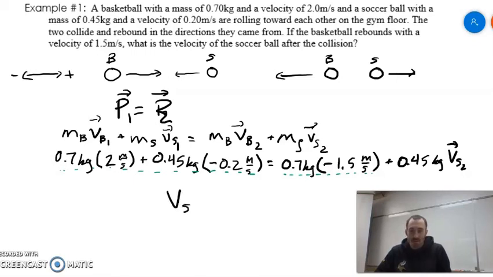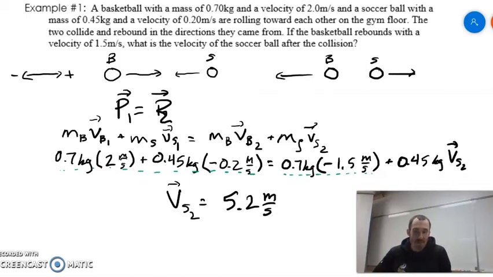Okay, our final answer is going to end up vs2 equals 5.2 meters per second. And that's positive. Okay, this is a bit of an odd answer, I guess. So it's moving way faster than it was at the beginning, and it's moving faster than the basketball was either. So what's happening here to suddenly get a really fast-moving soccer ball?